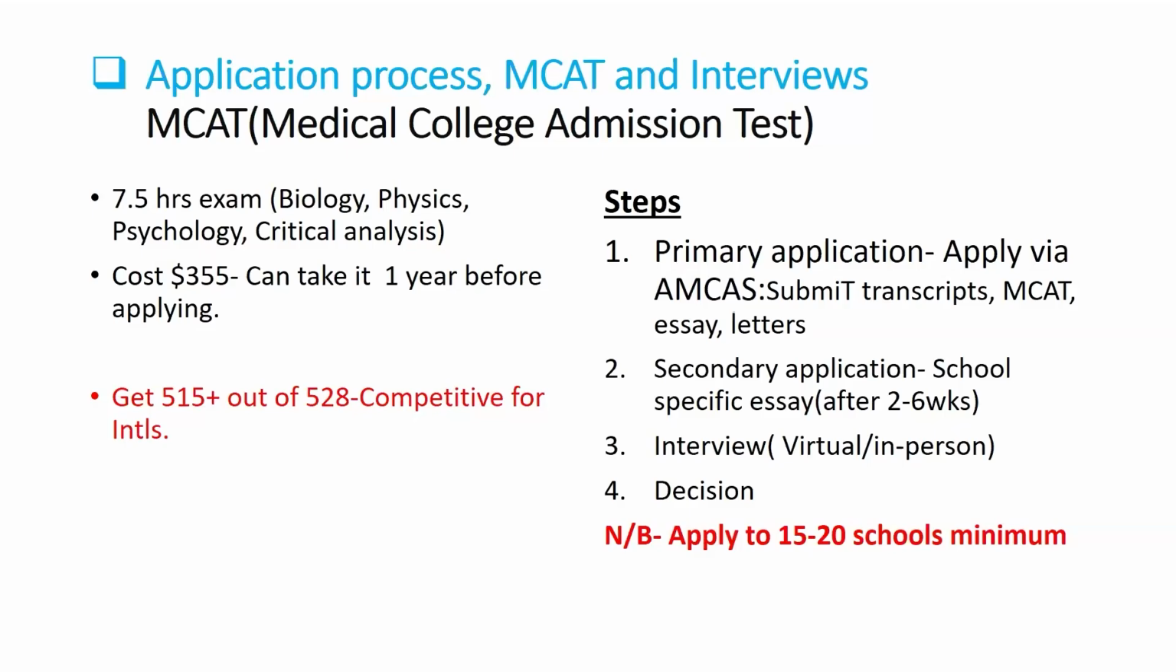process. And then you're going to wait, and if you're accepted, you will have an interview. It can be either in person or virtual, and then you wait some time and you get your decision. So decision means you can be accepted or rejected. And then the total minimum schools that you need to apply to are 15 to 20 schools. So you have a wide range of schools to apply to.